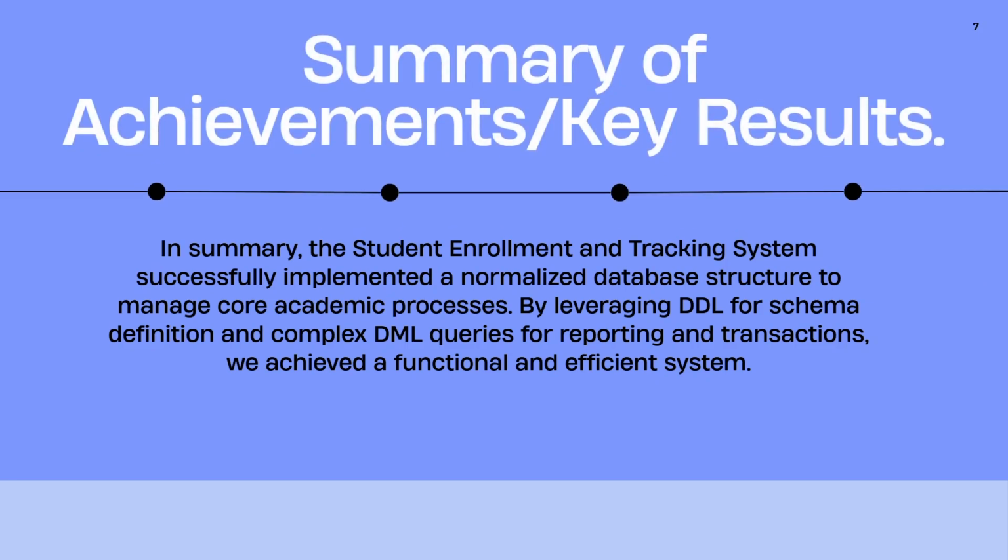So for the summary of achievements and key rules, in summary, the student enrollment and tracking system successfully implemented a normalized database structure to manage core academic processes by leveraging DDL for schema definition and complex DML queries for reporting and transactions. We achieved a functional and efficient system.